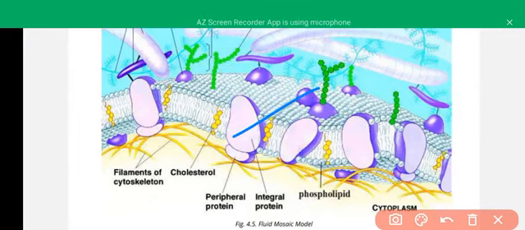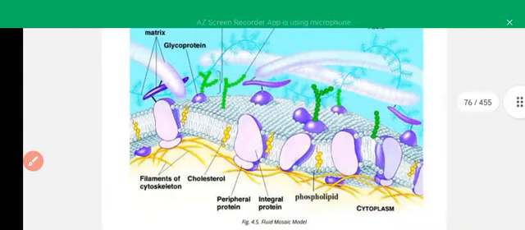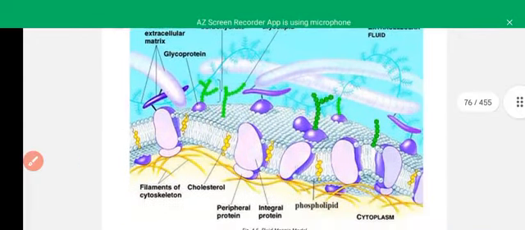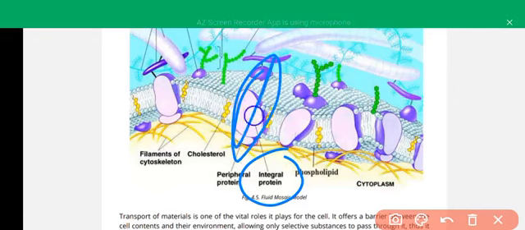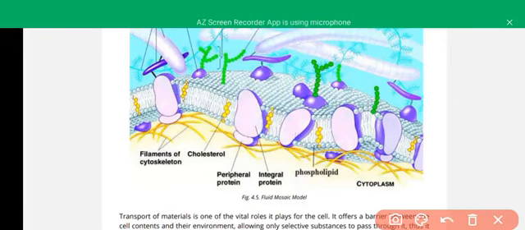Here are the proteins, different types of proteins, integral proteins and peripheral proteins. And here is the lipid bilayer, a structure composed of many types of substances. Here are the integral proteins that run across the wall of the cell membrane, and here are the peripheral proteins that do not run along the wall of the cell membrane. Cholesterol is also found, which gives stability to the cell membrane.